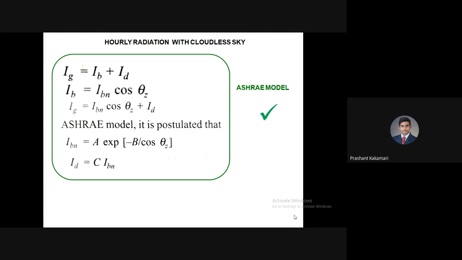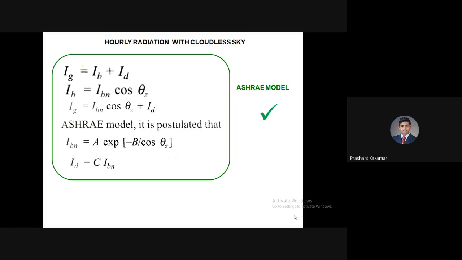So the first equation, if you see, IBN for the beam radiations normal to the sun rays, is constant A into exponential of, in brackets, minus B divided by cos theta z. Here A and B are the constants. How they found them out, we'll see in the charts, or what values they have given, we'll see in the chart. And for the diffuse radiation, if they want to find out its magnitude for a given hour, they can use constant C with that IB value found above.